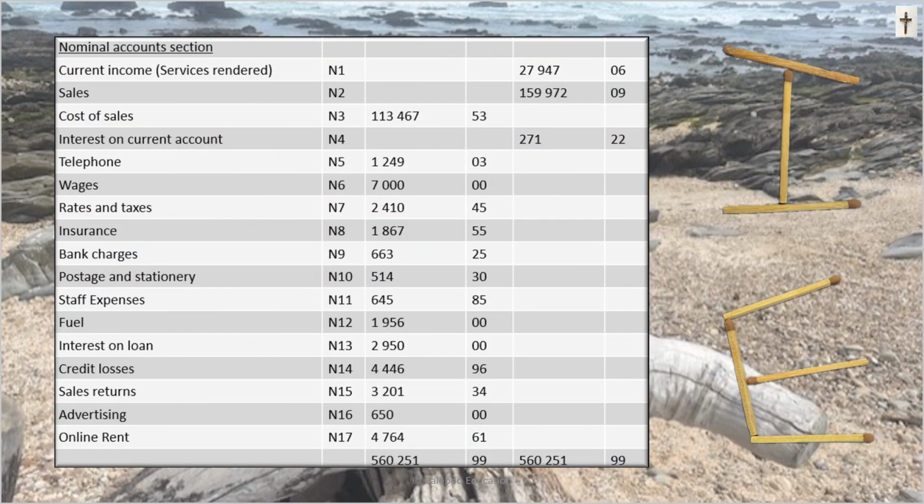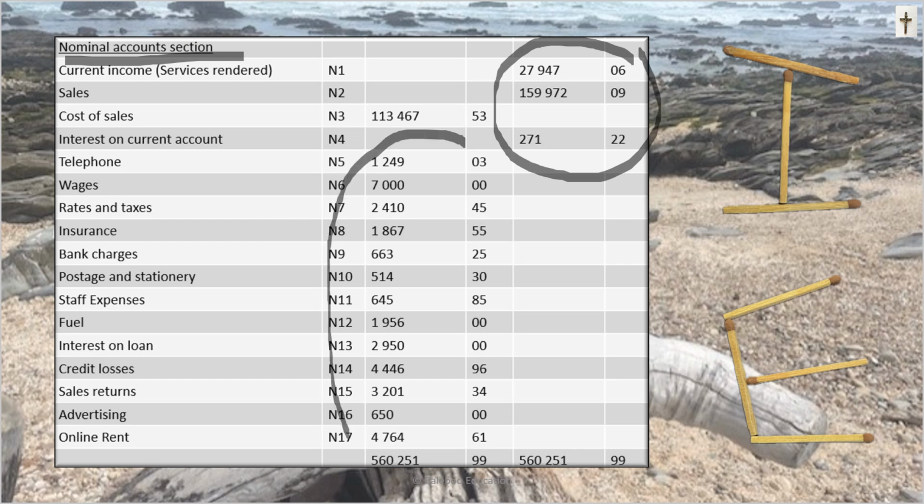These are the nominal accounts in the books of Calibre Education. This is just an extract from a trial balance, and here you have income and all your expenses, and if you said income less the expenses, you would get the profit or loss.